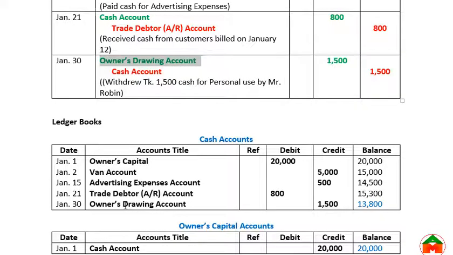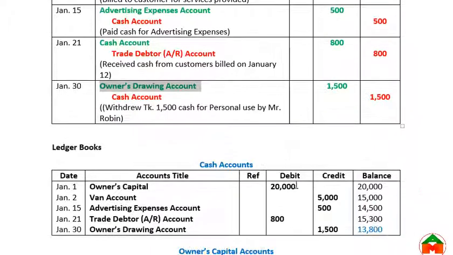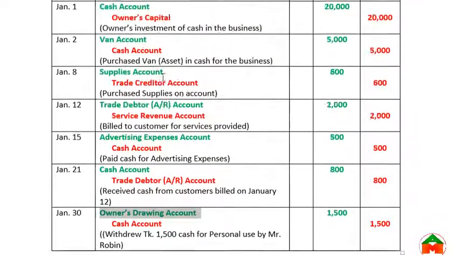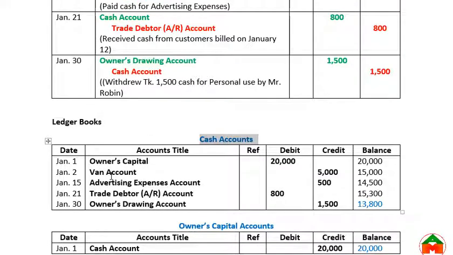Okay, so shortly, if we rewind the process of preparing the ledger, here cash is debit, so we have written the amount on the debit side, but the account name is written on the opposite side, owner's capital here. We will not write cash here, but we will write the opposite name.